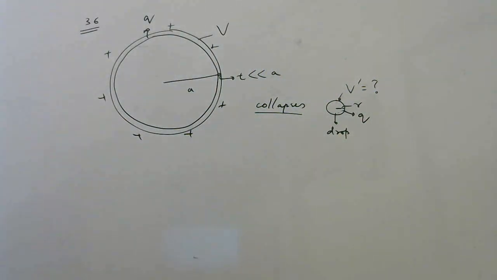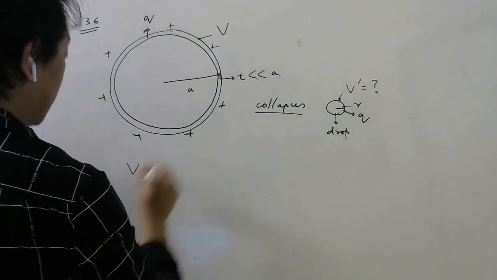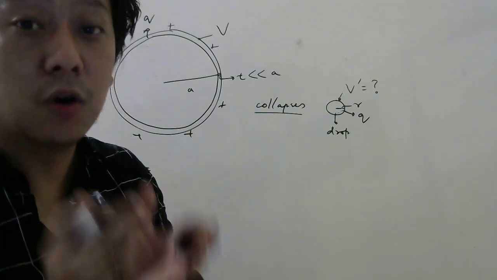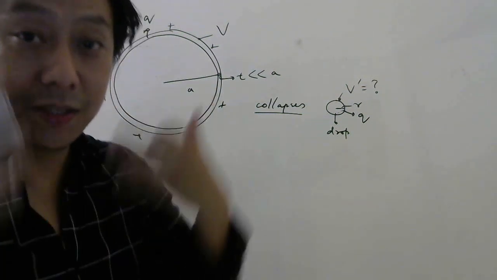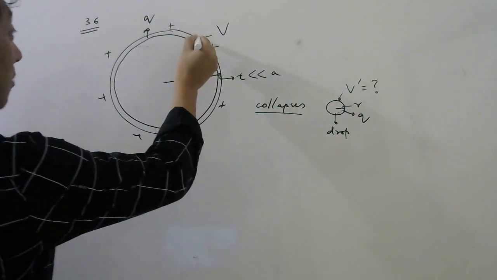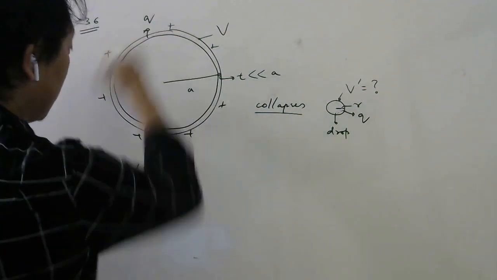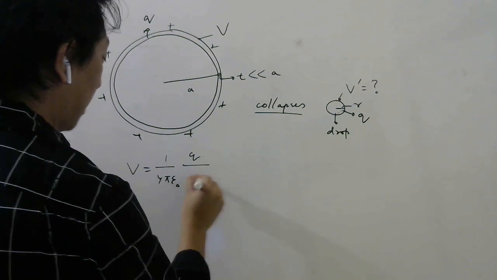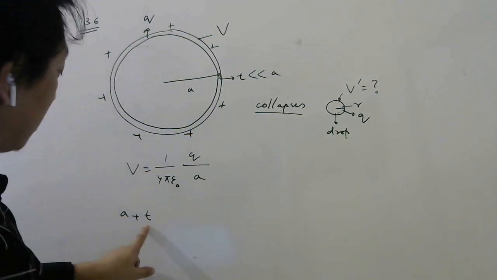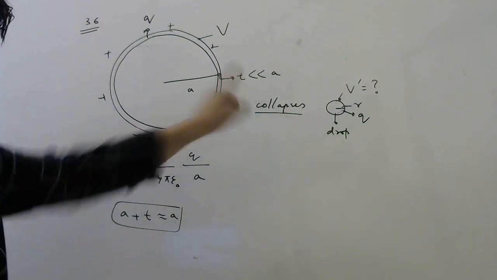Now, since this is a shell kind of thing, what will be the potential on the surface of the shell? Whenever they say potential of a drop or of a bubble or of a shell, it means on the surface. So on the surface of this shell, the potential will be 1 by 4 pi epsilon naught Q divided by radius. Radius you can write A. Some of you may think we should write A plus T. But students, they told T is very small, so this is close to A. That's why they told T is very small.